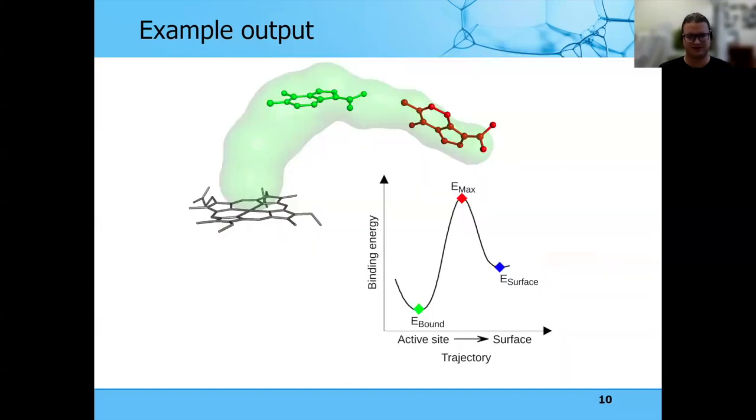Apart from the nice visualizations of the trajectories, another part of the KVDoc output is also information about the binding energy in each part of the tunnel. So through this, we can then plot the energy profile of the binding or unbinding.